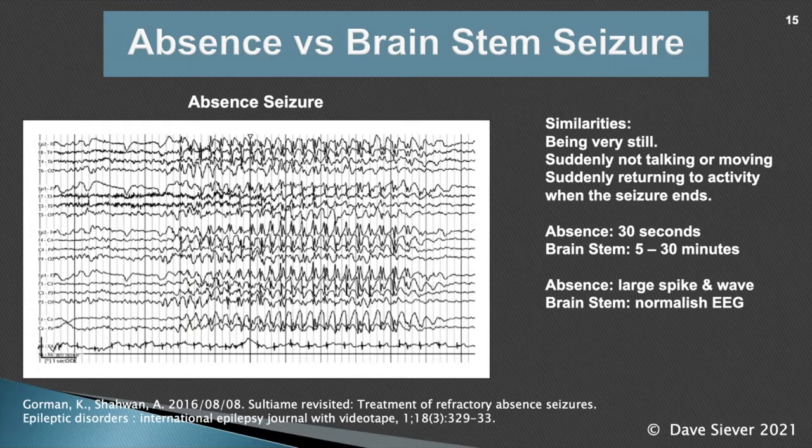An absence seizure is typically 30 seconds long. These brainstem seizures are typically 5 to 30 minutes, and then he had one that lasted as long as an hour. The absence seizure has large spike and wave activity. Brainstem seizure looks very normal on an EEG, and that's why at the hospital they didn't observe it. However, if you have a database that displays phase measures, you will see phase issues clearly showing up.